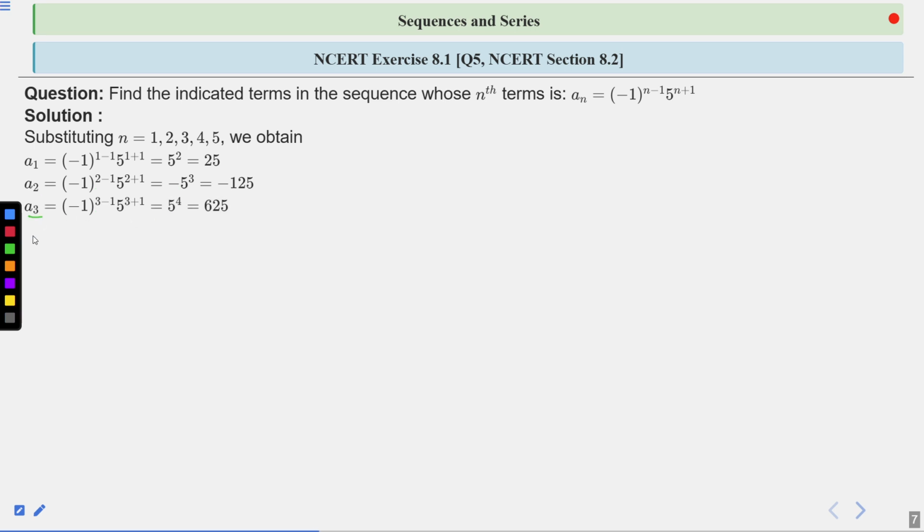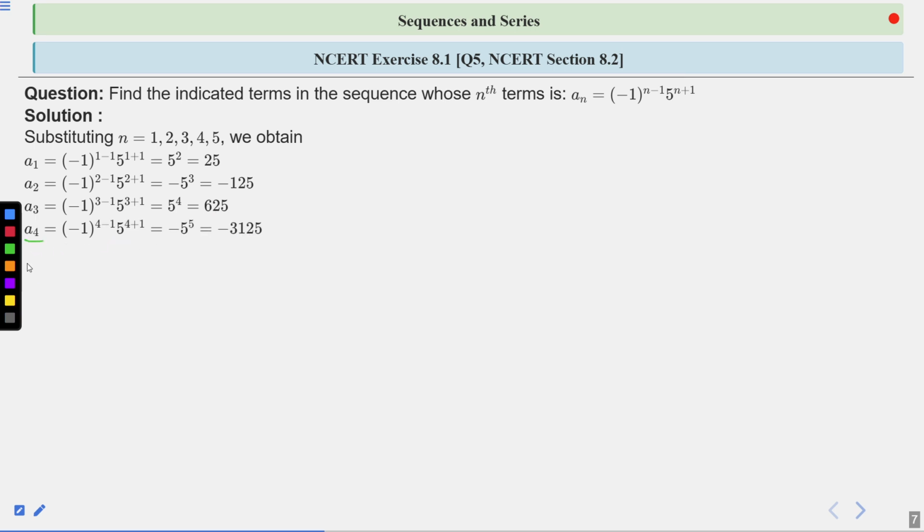Now the third term, simply given by using the rule minus 1 raised to power 3 minus 1 times 5 raised to power 3 plus 1. Minus 1 raised to power 3 minus 1 becomes 1, and 5 raised to power 3 plus 1 becomes 5 raised to power 4. And this 5 raised to power 4 is nothing but 625. So my third term of the given sequence is 625.